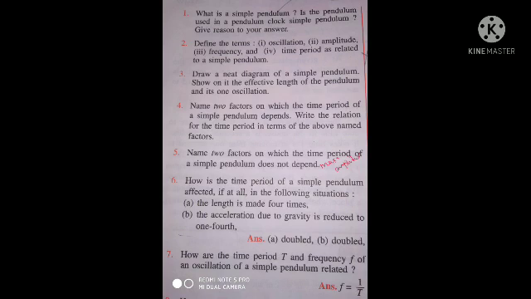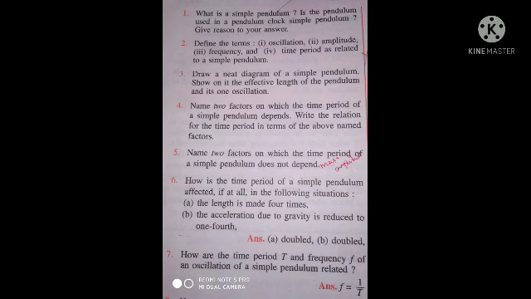Question number 6. How is the time period of a simple pendulum affected, if at all, in the following situations? First, the length is quadrupled. T is equal to 2 pi under root of L by g. If length quadruples, then T dash is equal to 2 pi under root of 4L by g. So dividing T by T dash, we will get 1 by 2, or T dash is equal to 2T.